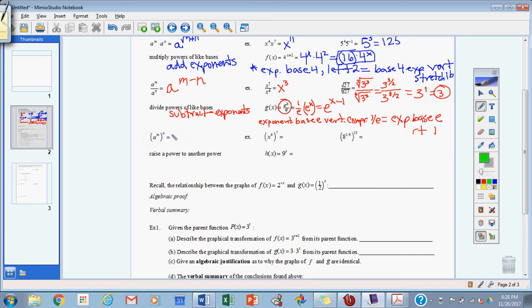All right, so this one right here, if you remember, all we have to do when we have a power of a power, as we call it, is multiply those exponents together.